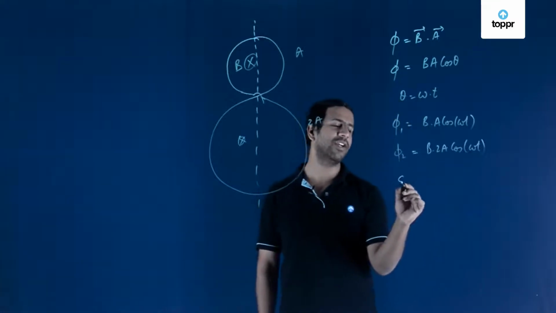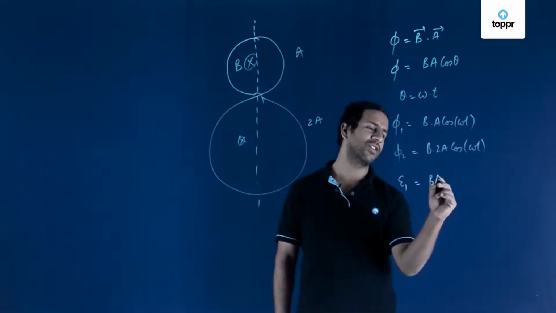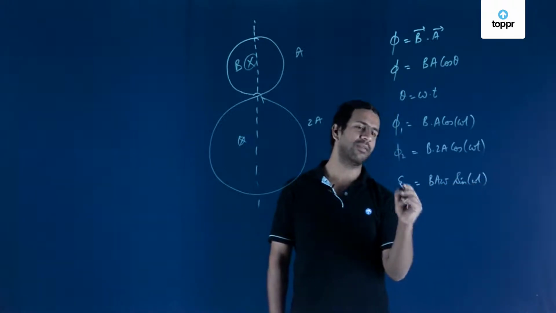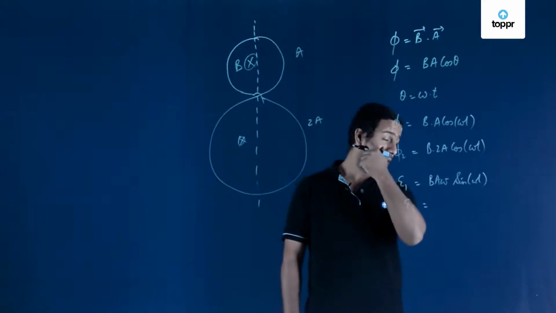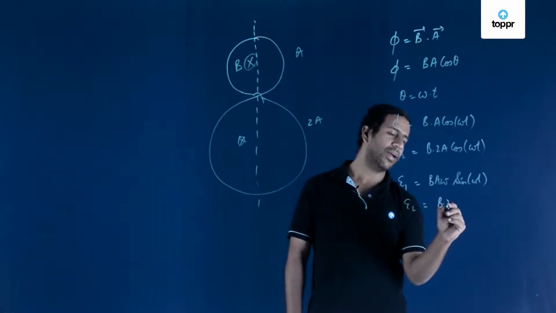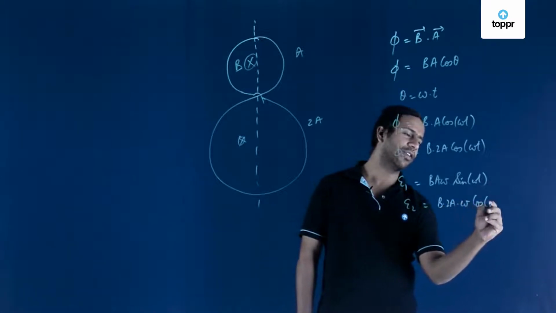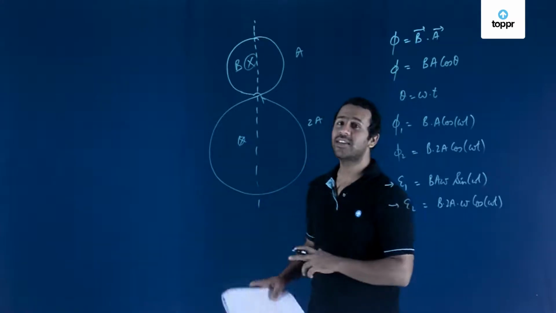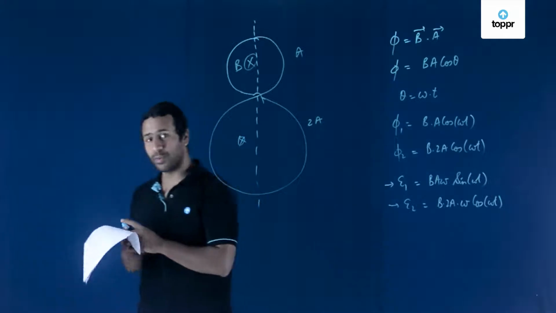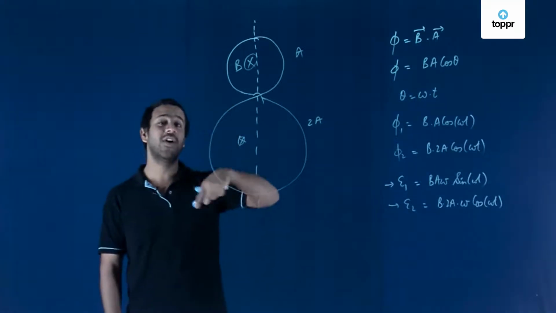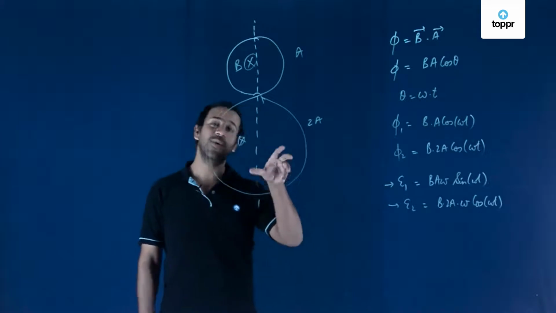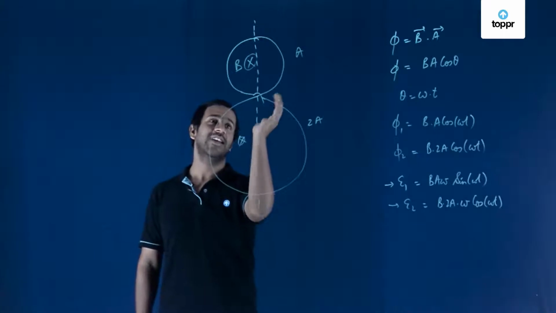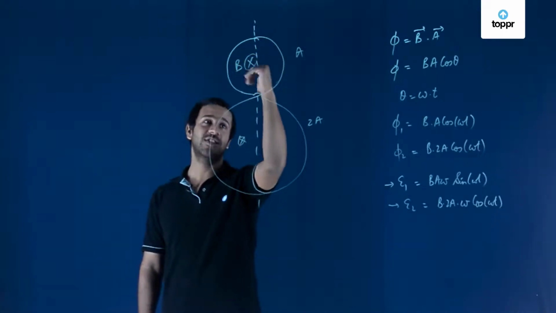So you can find the EMF induced E1 will be derivative of this, which is BA omega sine of omega t, right? And E2, the EMF induced in the second one, will be B into 2A into omega into cos of omega t. Now, you clearly see that both have the same sign. The EMF induced for both is the same. So, that means they will not add up but subtract, because they will both try to circulate current in the same direction. For example, if the direction of circulation is this, then the direction of circulation in this loop is also that, right?